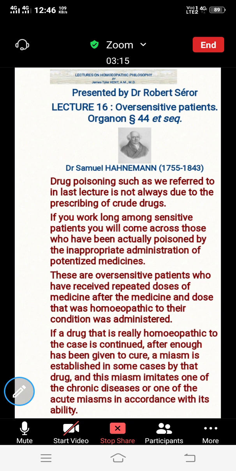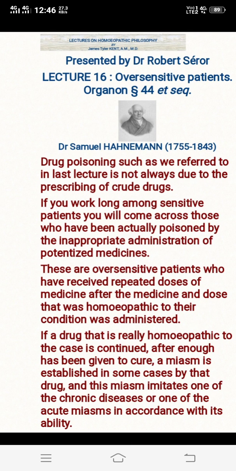So starting with the next para, Dr. Kent explains about the giving of a medicine in between the treatment. So this is dangerous. For this he explained different examples.